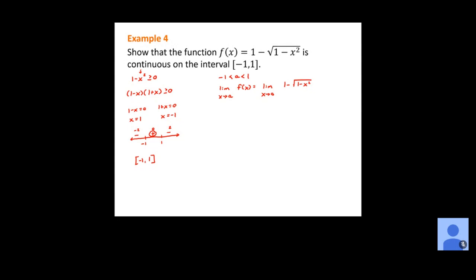Okay, good. So we can split up the subtraction here, right? So let's break that up first. I'm going to take the limit as x approaches a of 1 minus the limit as x approaches a of the square root of 1 minus x squared. Okay, so whenever you've got addition and subtraction, remember we can split that into two separate limits. All right, what can we do from there?